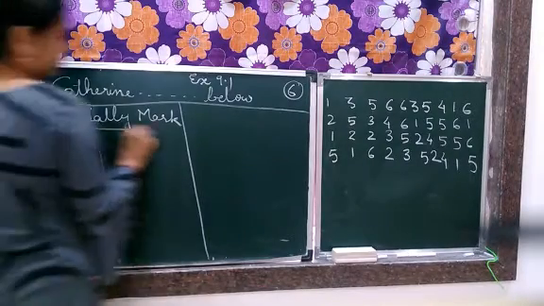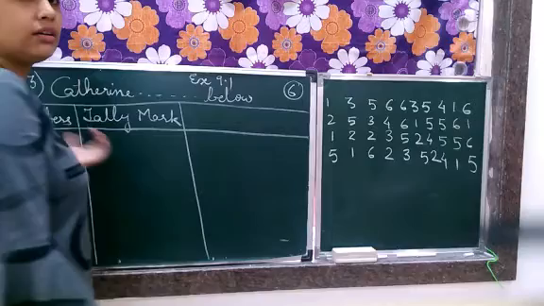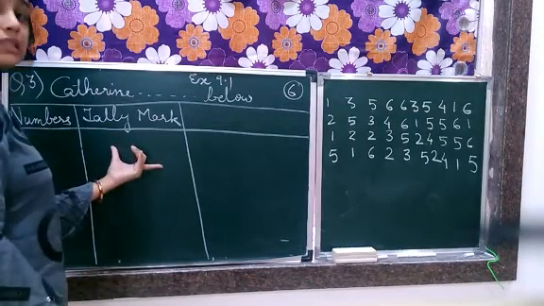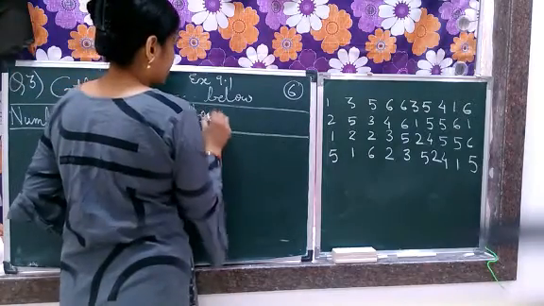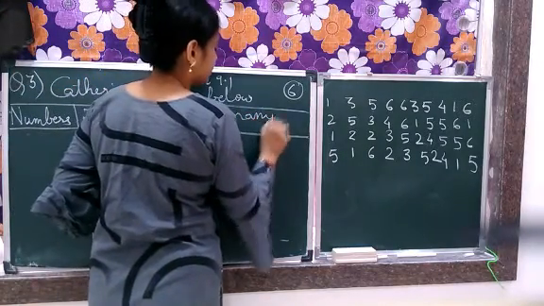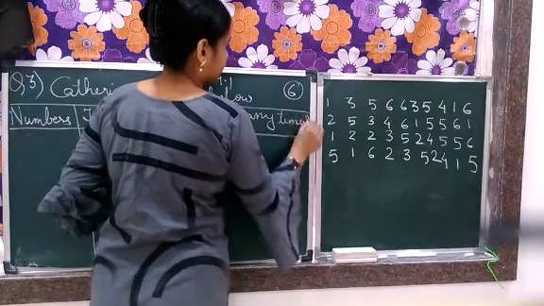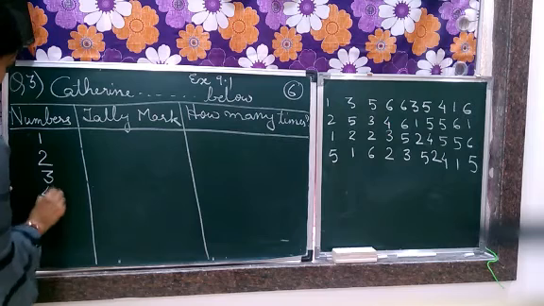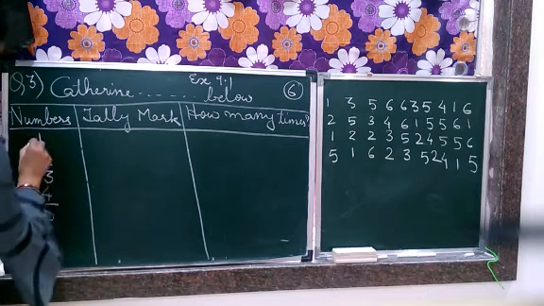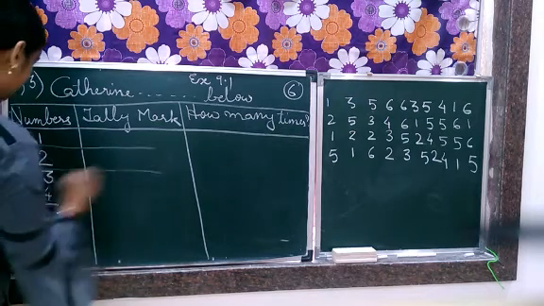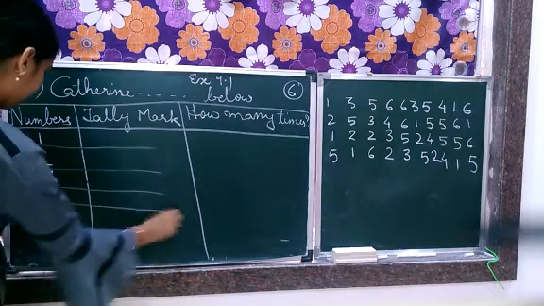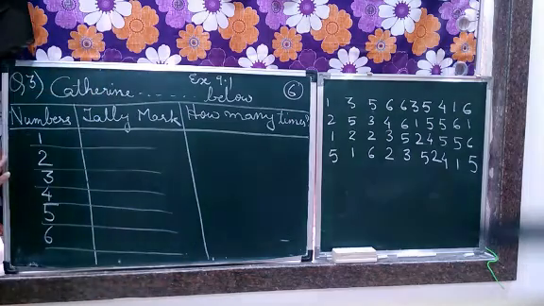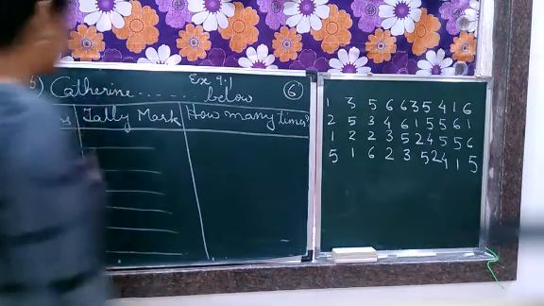Now, the third column depends on the first and second column. Like the second column is how many times the number is appearing. So you can write here how many times each number is appearing. Now, in a dice, numbers are 1, 2, 3, 4, 5 and 6, right? I am just drawing the lines for my convenience. Now, let's go to the numbers and make the tally marks.